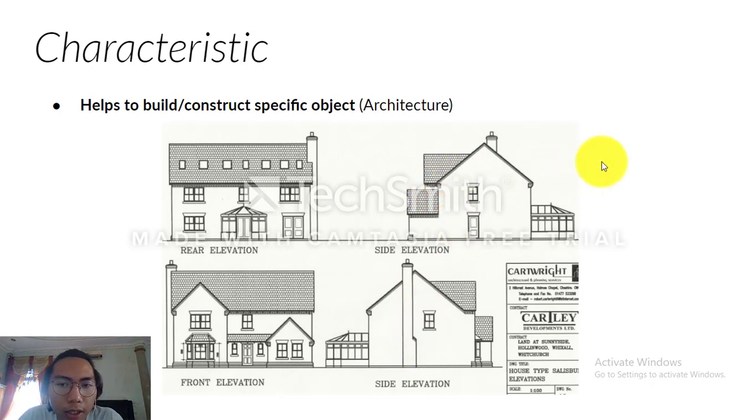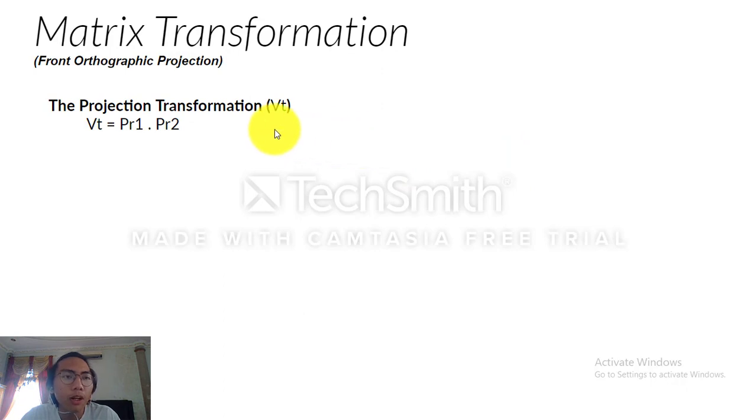Which is most likely like this for the characteristics. So yeah, and next I'm going to explain about the matrix transformations of the orthographic projections. The formula of the projection transformations, especially in this 3D viewing, is VT equals PR1 times PR2. VT means the viewing transformation. PR1 means the 3D viewing transformation, and PR2 means the 3D to 2D projection transformation. So the value of PR2 will be the same.